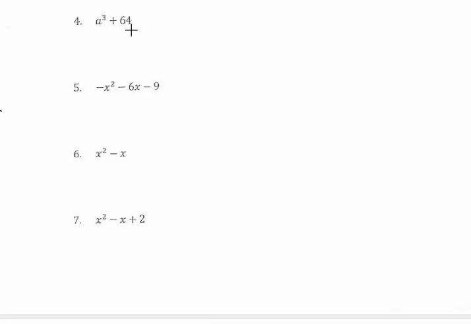4 is the sum of perfect cubes. So I take the cube root of each of these and I get a and I get 4. So at this point you just have to remember the template. The first factor of the sum of cubes is a, the first root, plus 4, the second root. And I put a plus here because we are dealing with the sum of cubes.